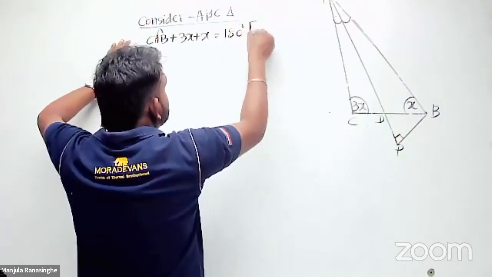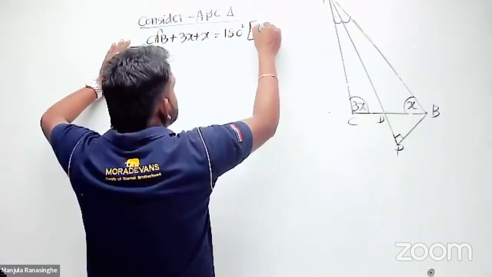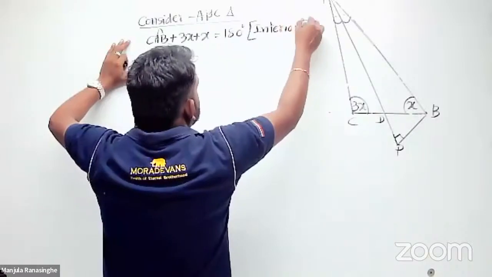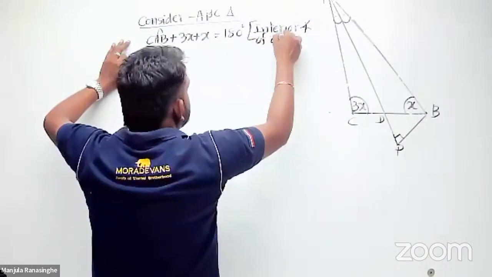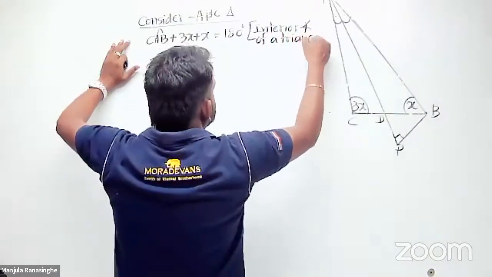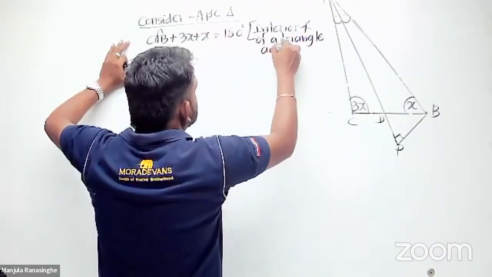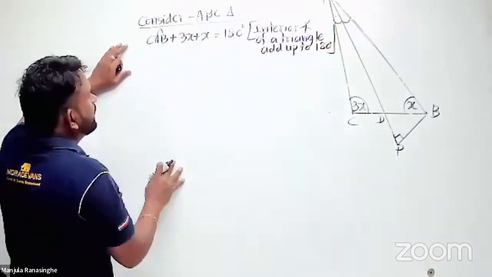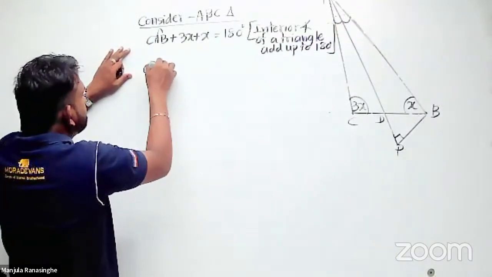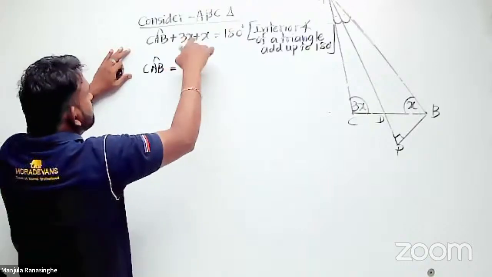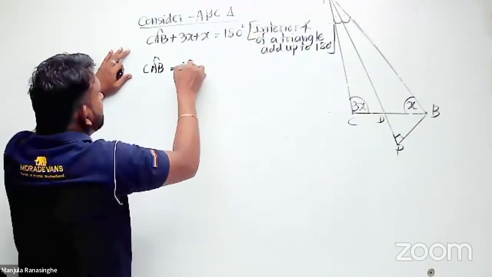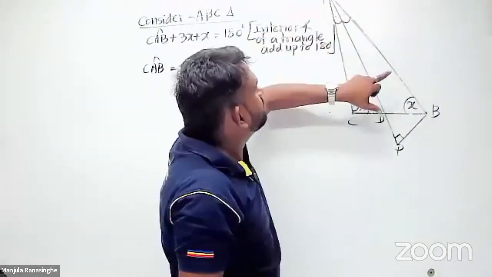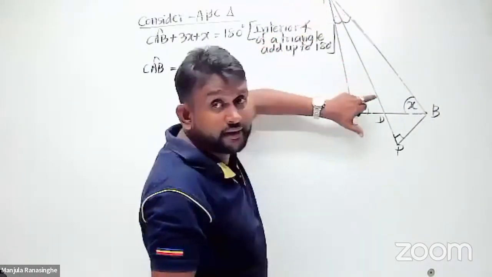You must write the reason. You can write the interior angles of a triangle add up to 180. That's the theorem you use. Then you can subject here angle CAB equal 180 minus 3x plus x, which is 180 minus 4x. Okay, that's CAB. But they're asking CAD.